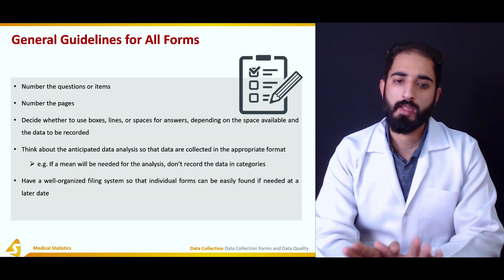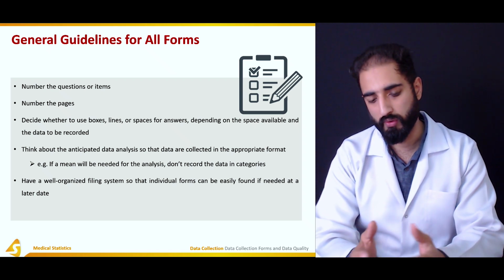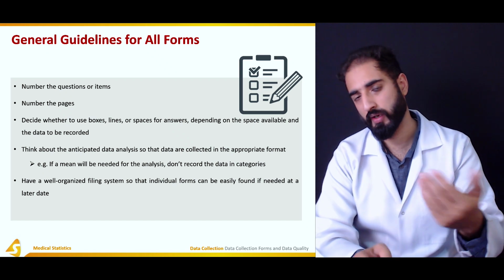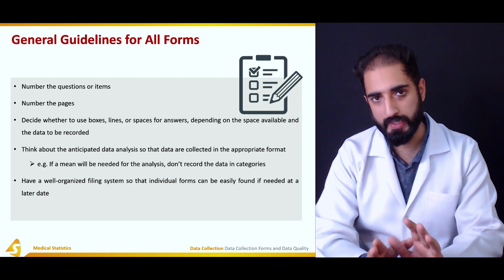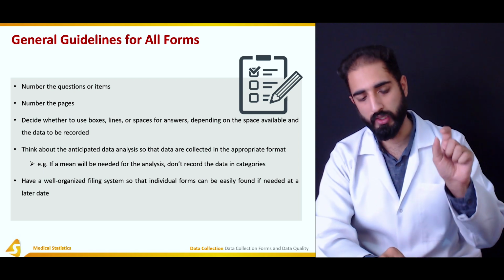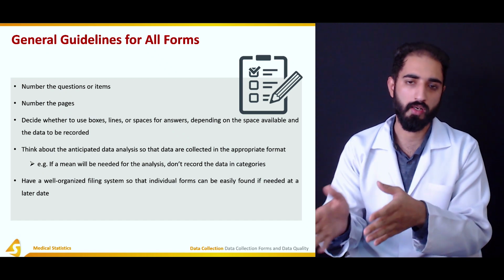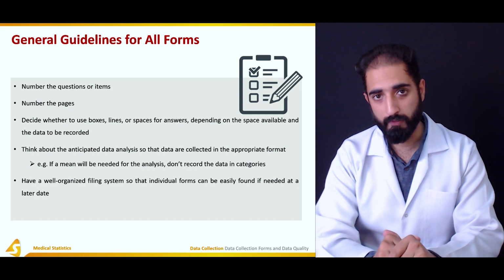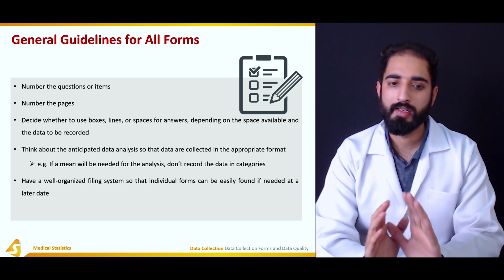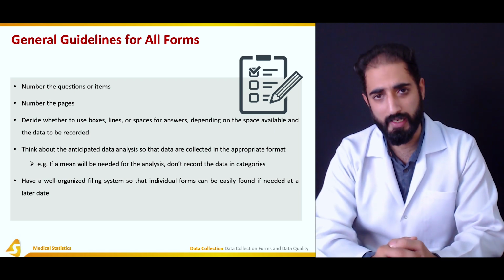Now, other guidelines for forms include that you should always number the questions or items. So you should know, and the individual who is filling out the form should also know, how many questions he has filled, so that they would not miss any question. They would already know that the first question has ended here and the second question has started from here. Number the pages, so you would know if any page is missing, and decide whether to use boxes, lines, or spaces for answers depending on the space available and data to be recorded.